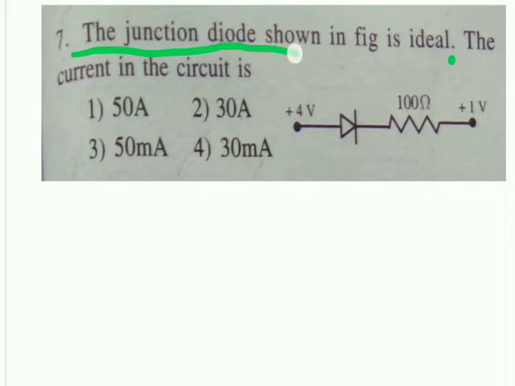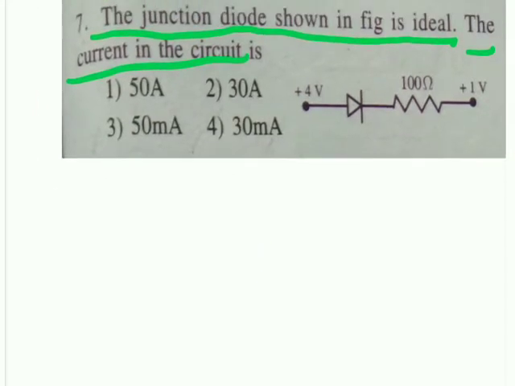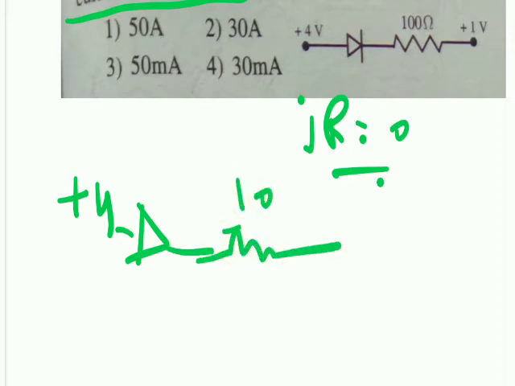The junction diode shown in the figure is ideal. The current in the circuit is asked, and it is given that the junction diode is ideal. Ideal means internal resistance is equal to 0. So here the given potentials are plus 4 on the positive region, plus 1 on the negative region, and a resistance of 100 ohms.